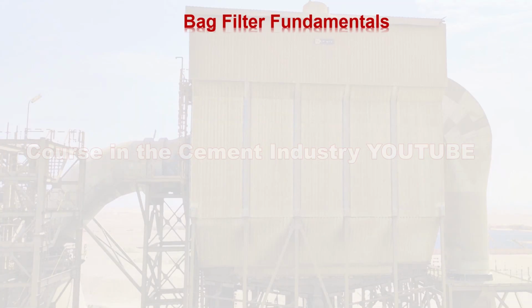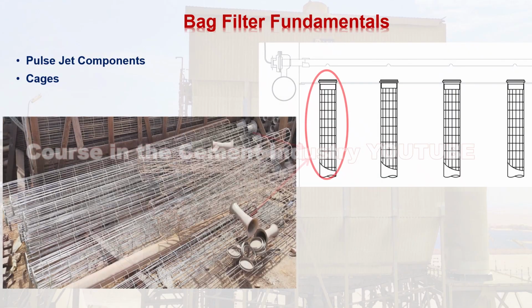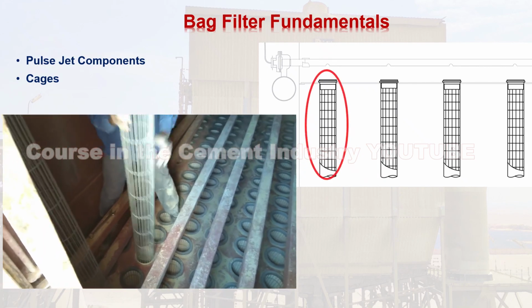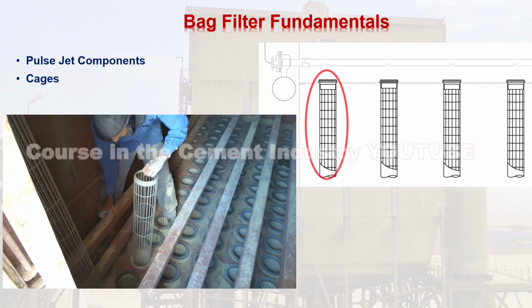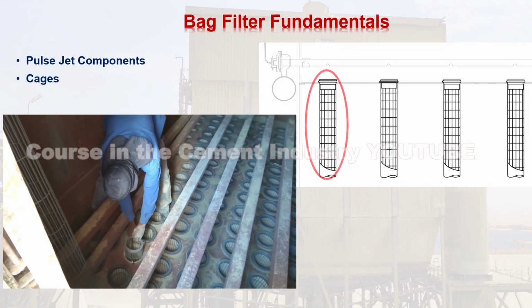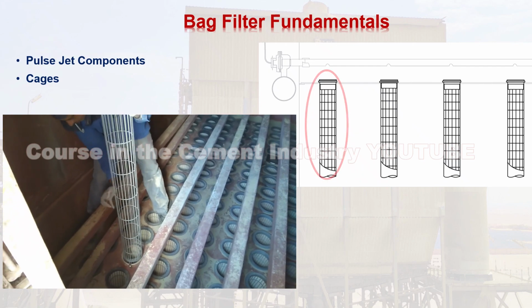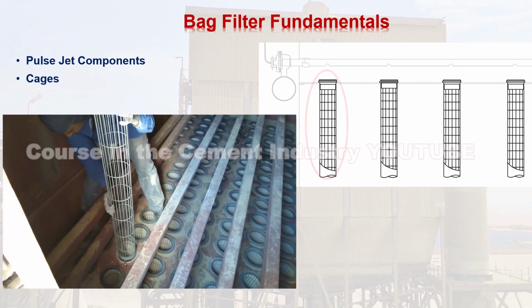Bag filter fundamentals. Pulse jet components. Cages. Filter bag cages are one of the important parts, which are used together with dust filter bags in dust collector bag house system. Filter bag cages are also called filter bag support frames. The function of filter bag cages is to support filter bags and prevent them from collapsing on themselves.